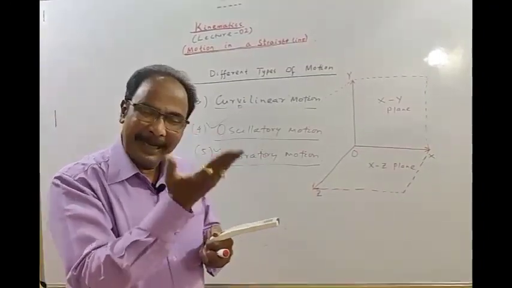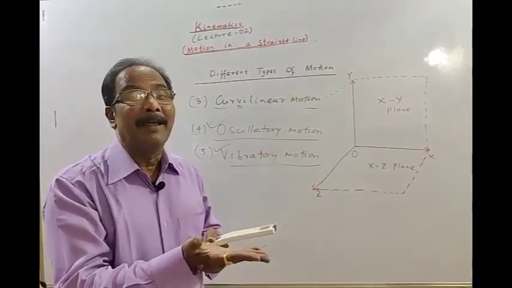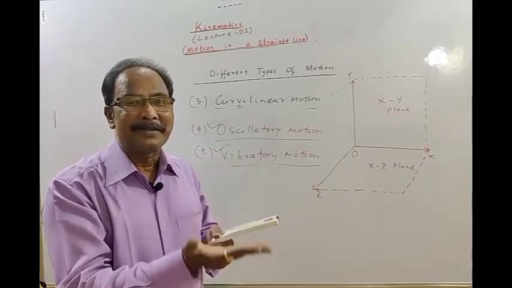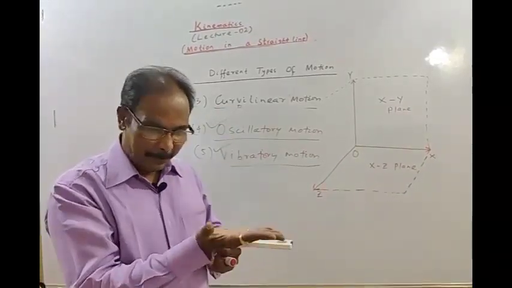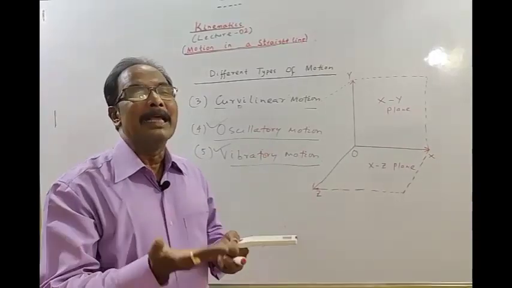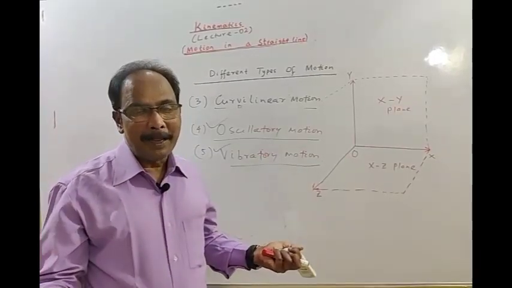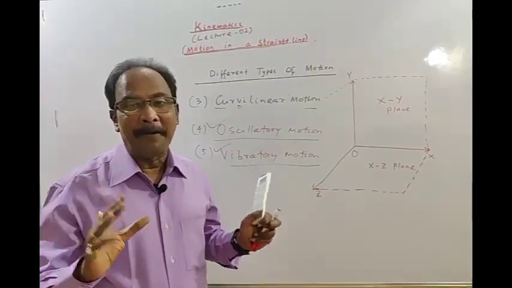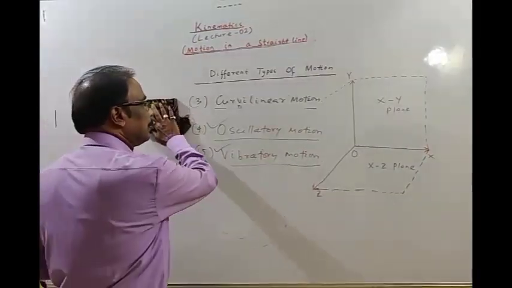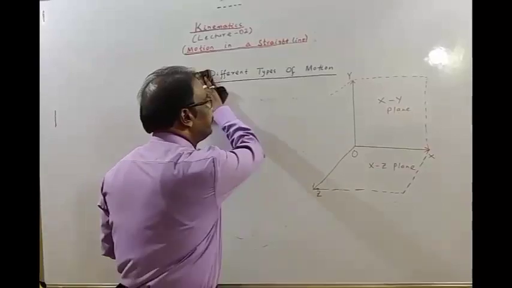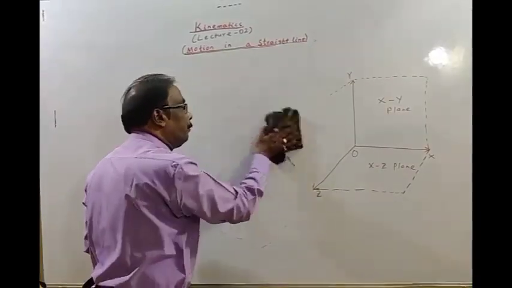Okay, then it will execute oscillatory motion, but in rapid state. The rapid oscillation, the to and fro repeated motion about mean position, is called vibratory motion if it is rapid. So these are examples of some types of motion.